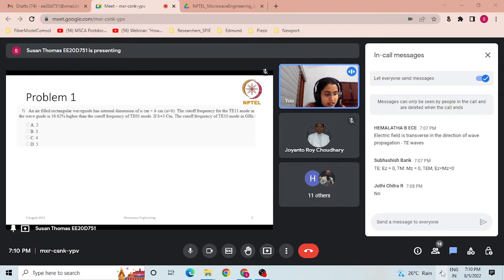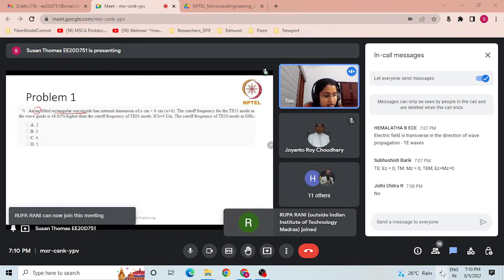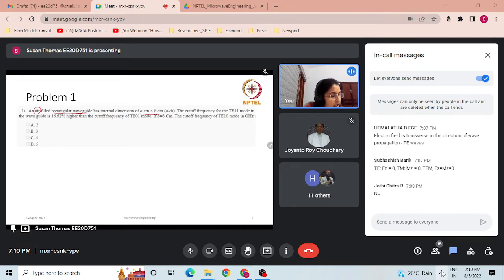The first question is about an air-filled rectangular waveguide. The medium or dielectric is air, the dimension is A by B centimeters, and the cutoff frequency for the TE11 mode in the waveguide is 16.62% higher than the cutoff frequency of the TE01 mode. If B is equal to 3 centimeters, what is the cutoff frequency of the TE10 mode? You are given information about the TE11 mode and the TE01 mode, there is a relation between their cutoff frequencies, and you are given a dimension. You are asked to find the cutoff frequency of the TE10 mode.